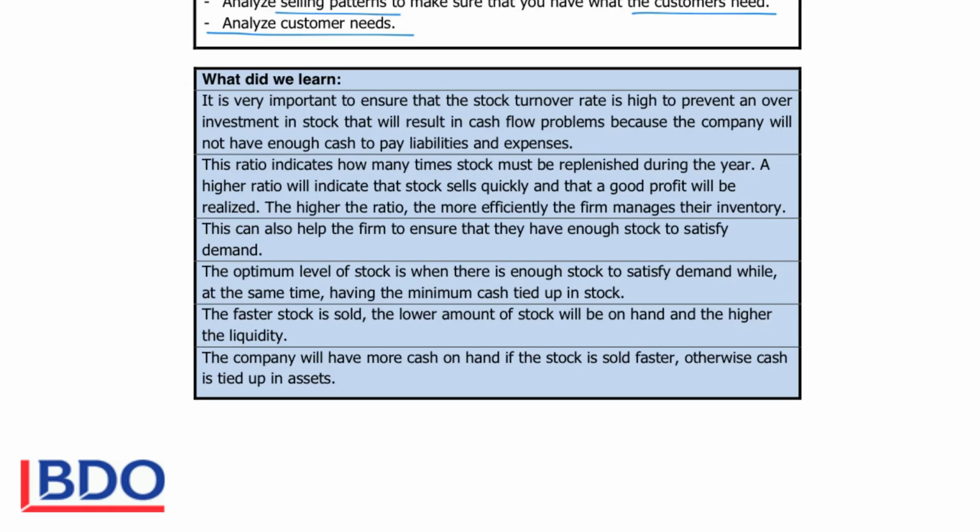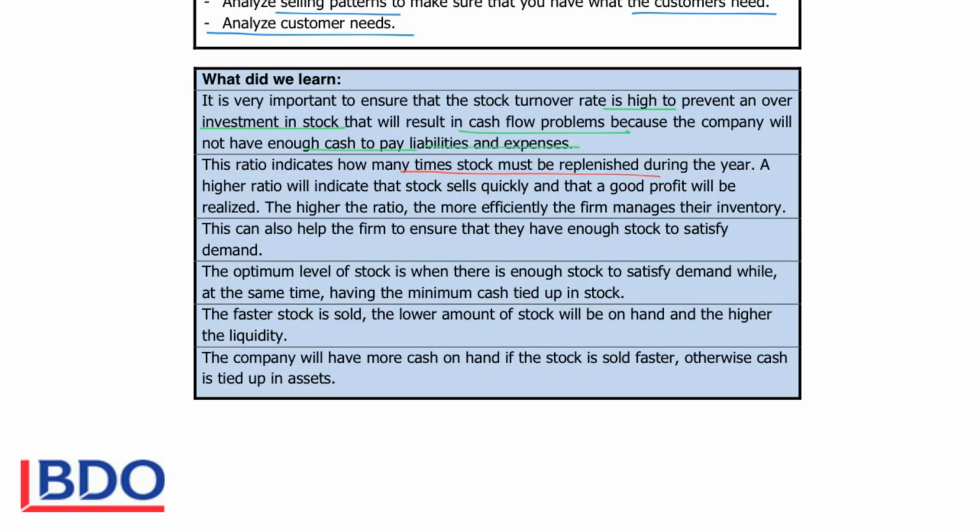What did we learn? It is very important to ensure that stock turnover rate is high to prevent an over-investment in stock, that you don't have too much money invested in the stock. That will result in cash flow problems, because you first have to sell the stock before you can get cash for it. And if you don't sell the stock, you will not have enough cash to pay the liabilities and expenses. The ratio indicates how many times stock is replenished during the year.